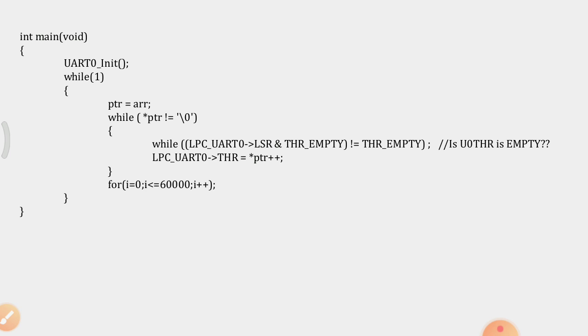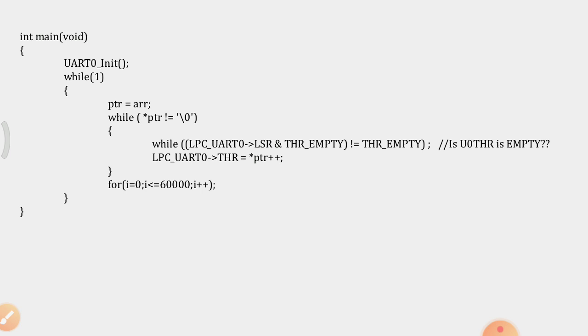THR is transmitter holding register. So this will hold a data which has to be transmitted. So here, what will happen is the pointer will get plus plus, that is one data will be sent into the THR register, and the pointer is going to be incremented. Again while is going to be checked up here, until the pointer becomes 0, it will remain here only.